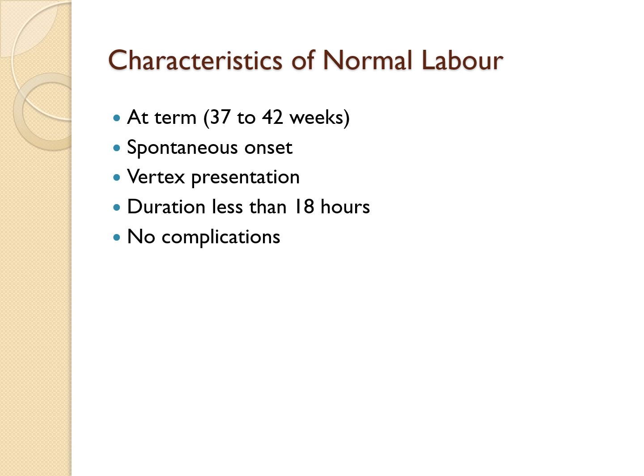When it comes to the characteristics of normal labor, one of the characteristics is that it should be at term, which is 37 to 42 weeks. Then the onset is spontaneous. The presentation should be vertex. Duration is less than 18 hours, and there are no complications to both the mother and the child.